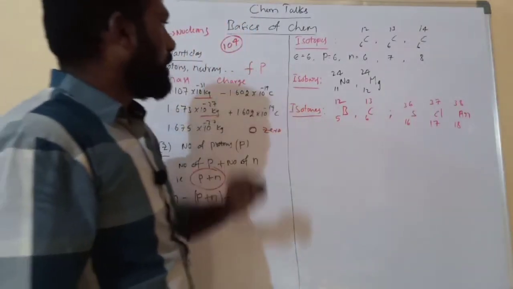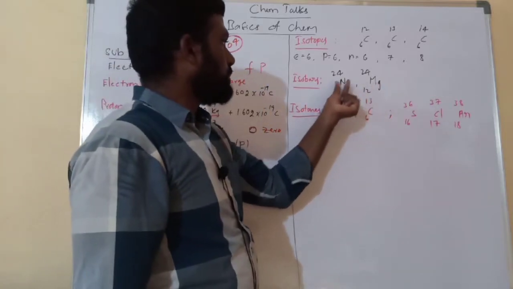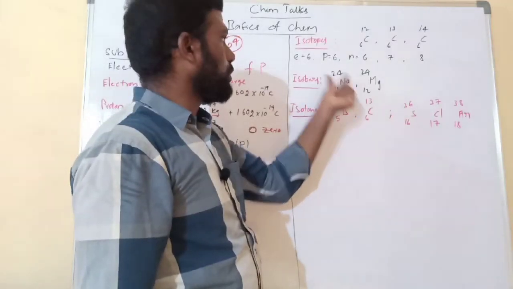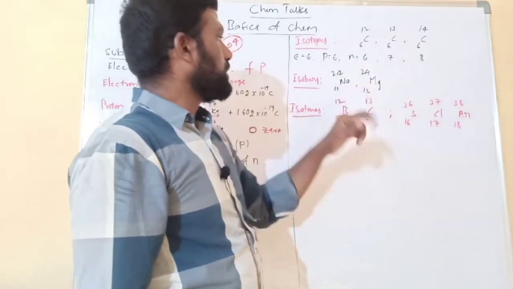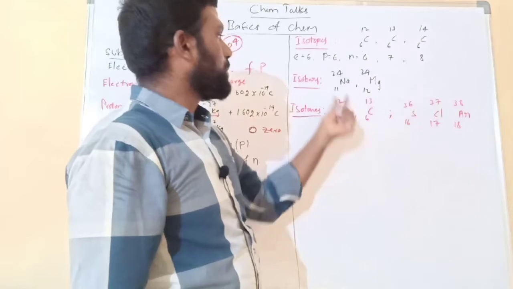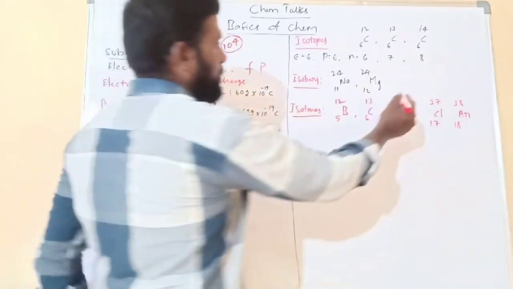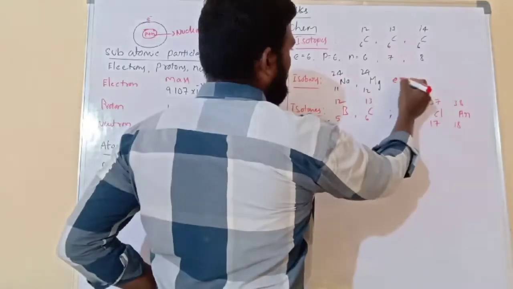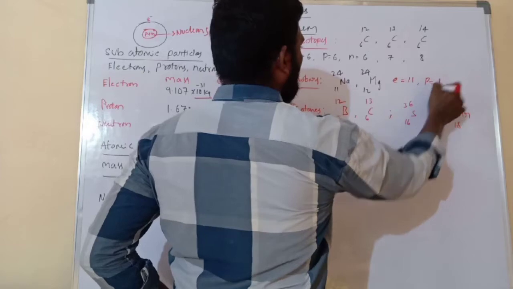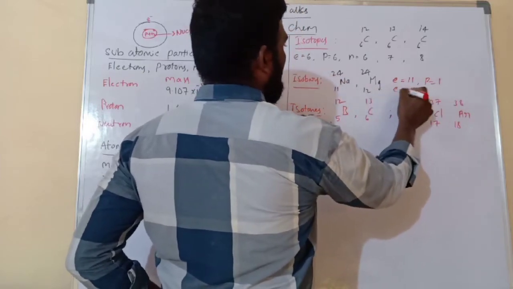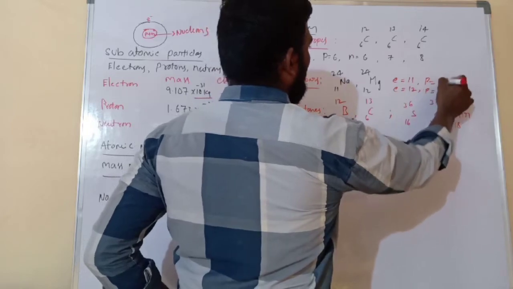Next come to isobars. Here see the example: sodium atomic number 11, mass number 24. Magnesium atomic number 12, mass number 24. Here they are having same mass numbers but different atomic numbers. Different atomic numbers means the number of electrons and protons are different. Electrons in sodium are 11 and protons also 11. Electrons in magnesium are 12 and protons also 12.